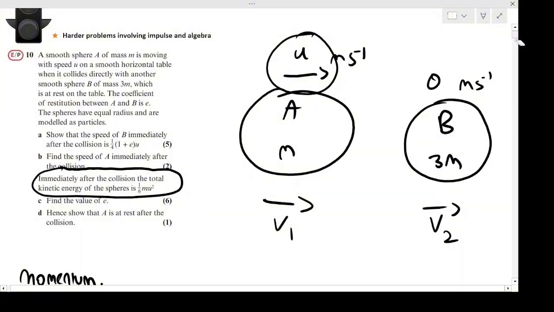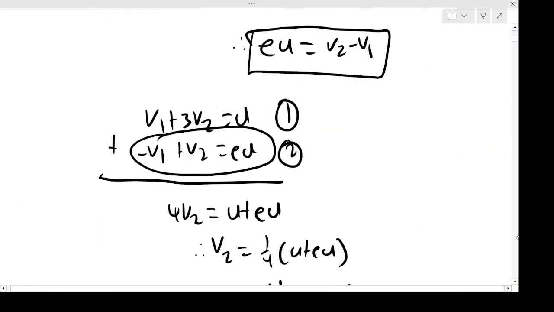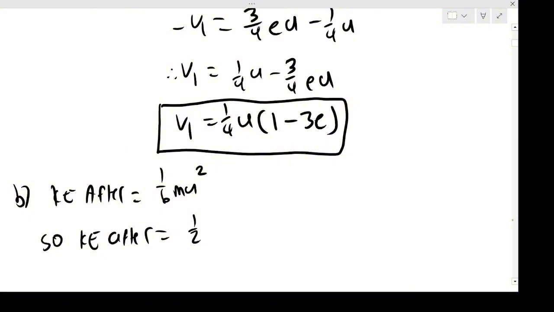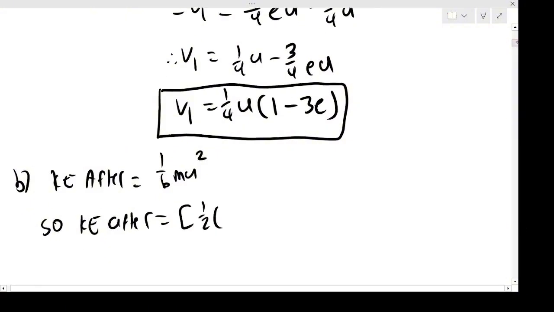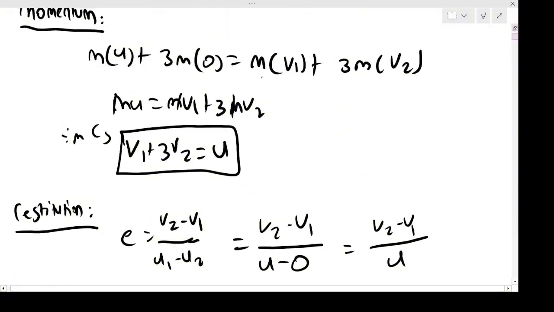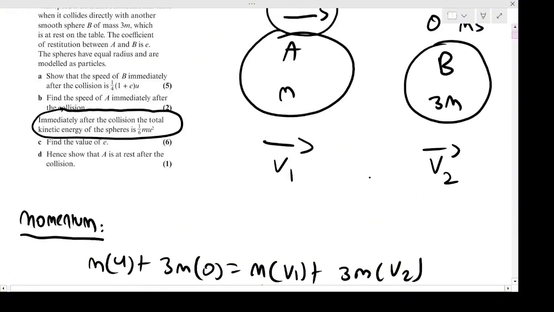This is 6mu squared. Okay, so make sure you read the question clearly. It's referring to the speed afterwards, not the loss in energy. Okay, different things. So if we were to calculate the kinetic energy afterwards, it's going to be half times the mass of the first particle, which is m, and then times V1 squared.